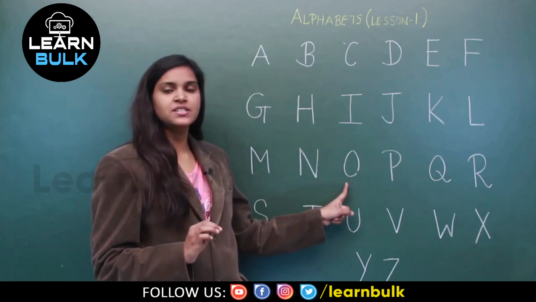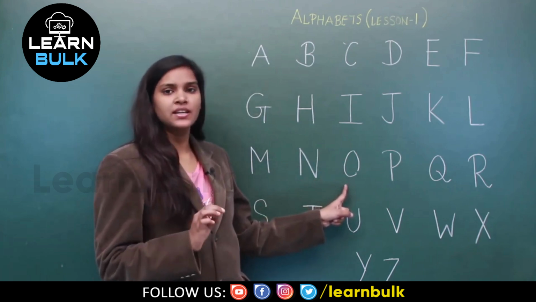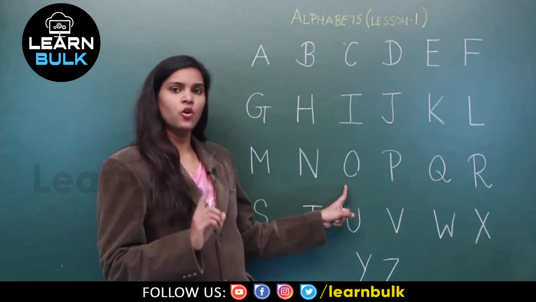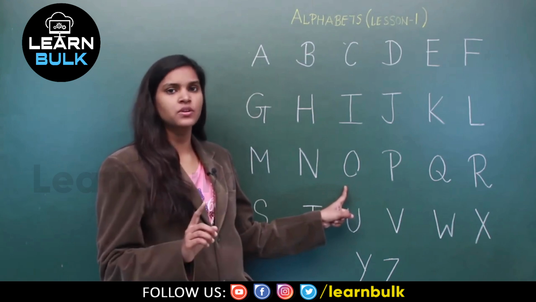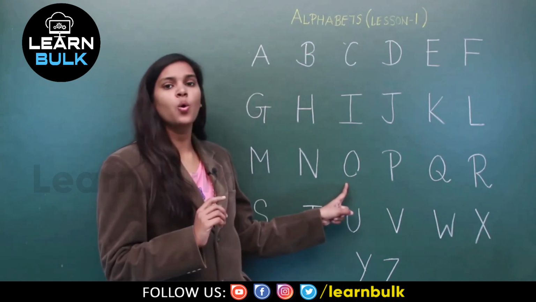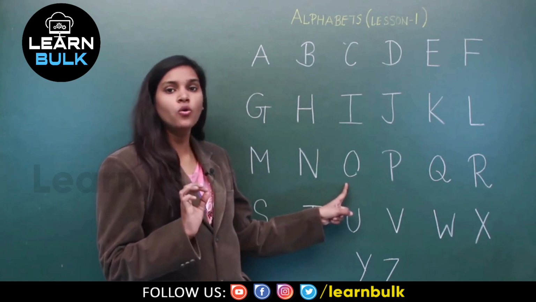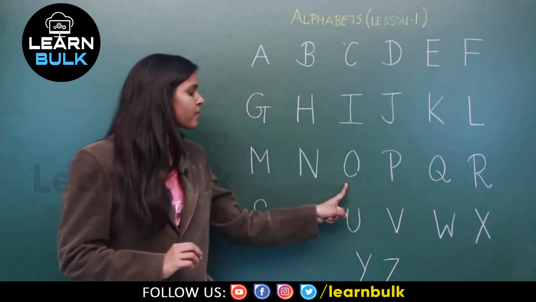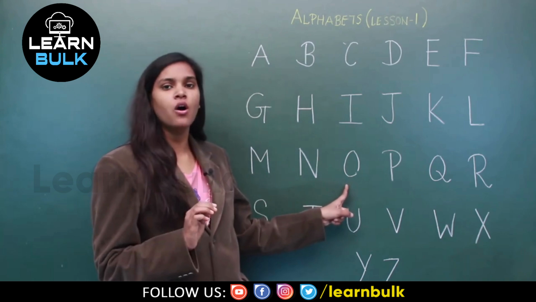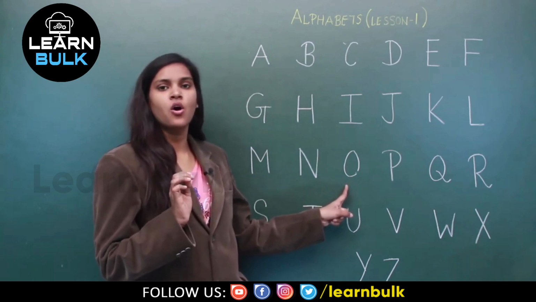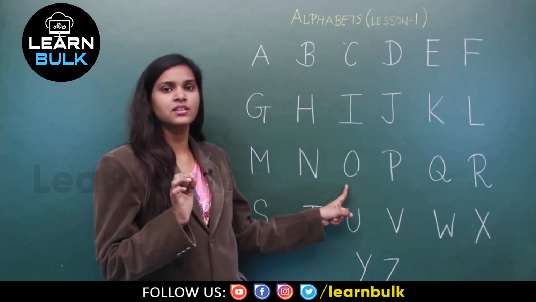The next alphabet is O. This also has two sounds, one long sound and one short sound. The long sound is O as in oval. The short sound is O as in octopus.